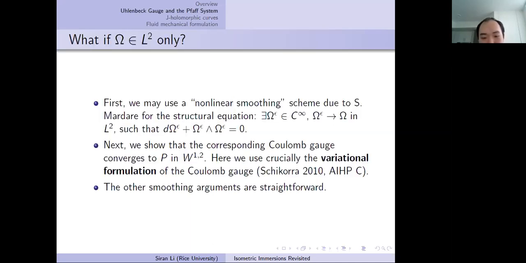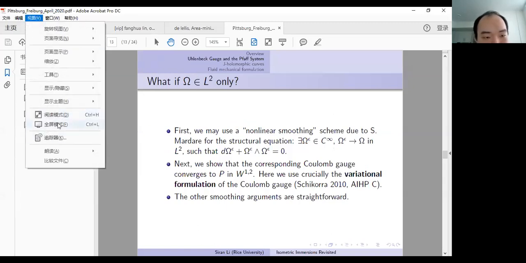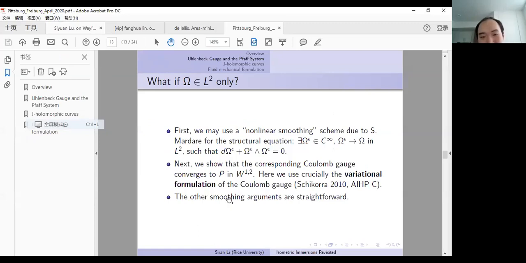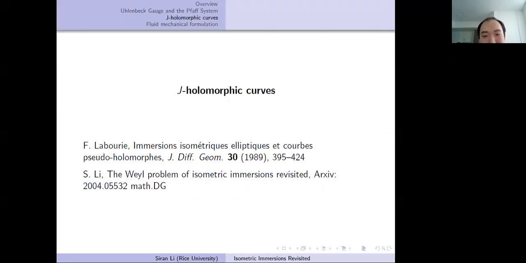Yes, so this is the first part of my talk about the Uhlenbeck gauge and the Pfaff system. So next, I'll move on to a different direction.